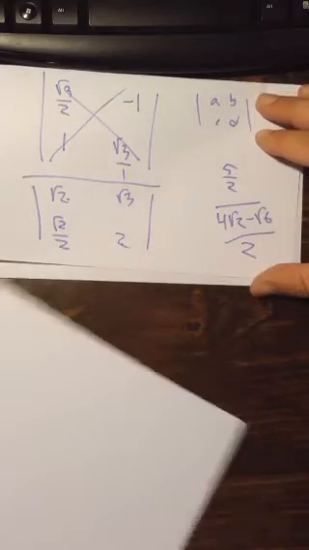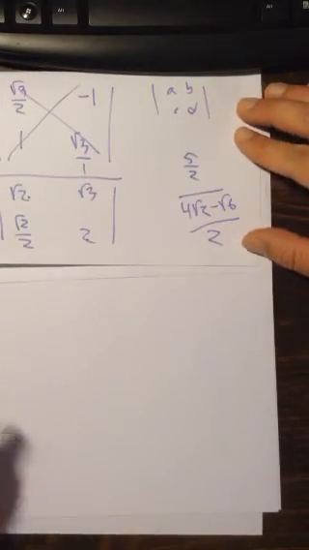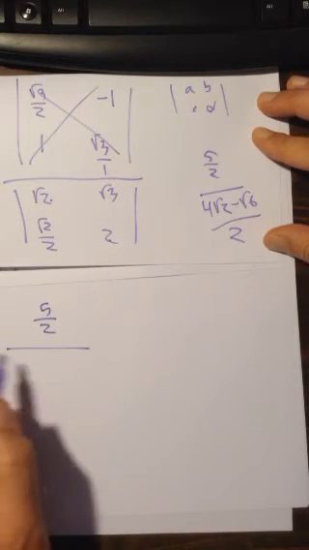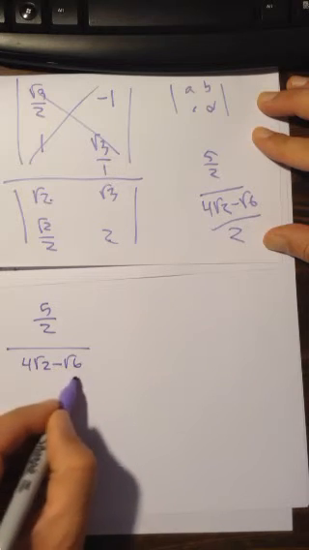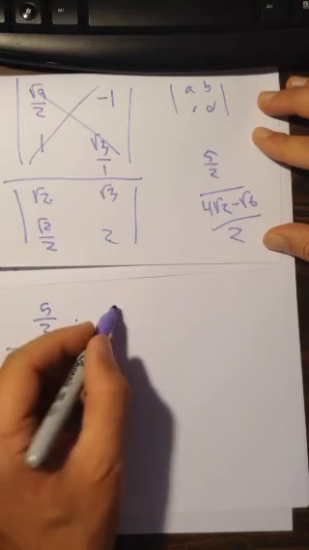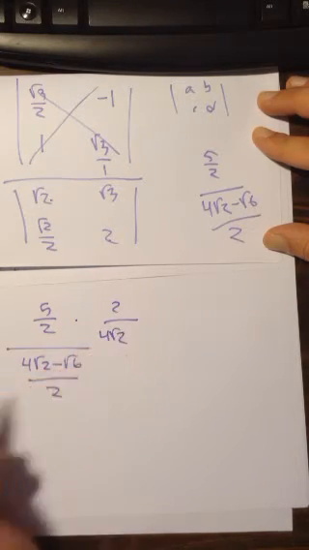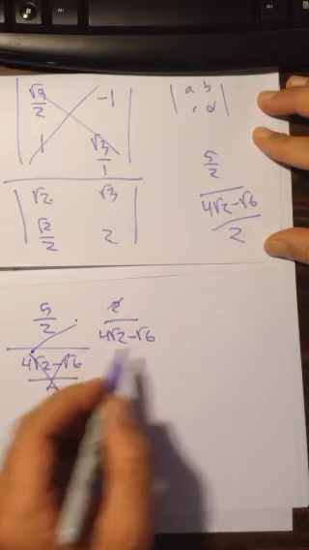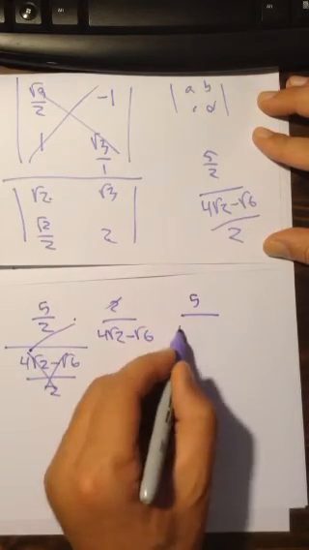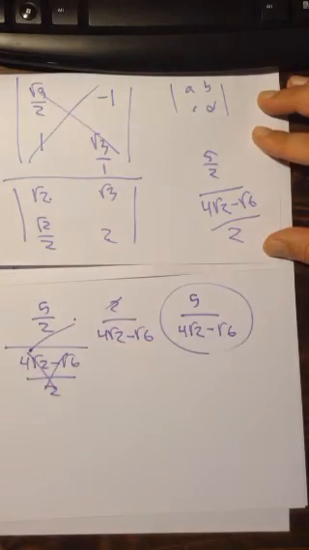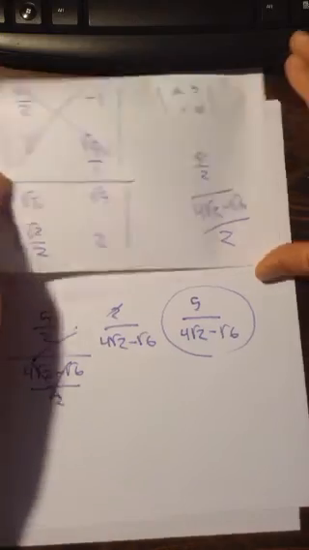So I'm going to take this real quick. Now I'm going to have 5 over 2 divided by, I'm just going to rewrite it a little bit neater. And as a complex fraction, I take the reciprocal of that denominator, correct? So now I have 2 over 4 root 2 minus root 6. Well, doesn't that cancel right out? So now I really have 5 over 4 root 2 minus root 6. Now, the problem is I need that cleaned up again. I have a radical in the denominator, right?